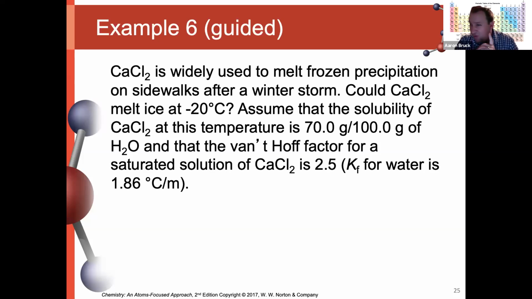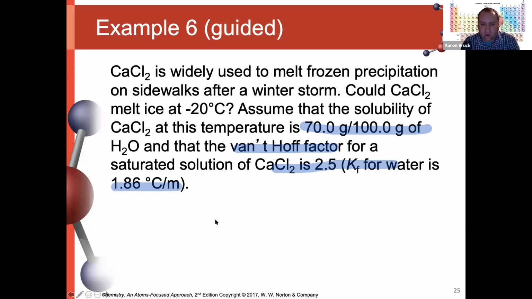The way I would favor is to take this information here at the end and figure out what would the freezing point depression be, how cold can the water get without freezing, and then compare it. There are other approaches, but this is the one that seems to make the most sense to me.